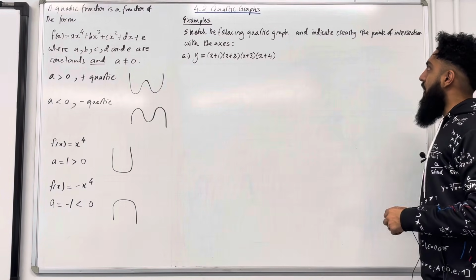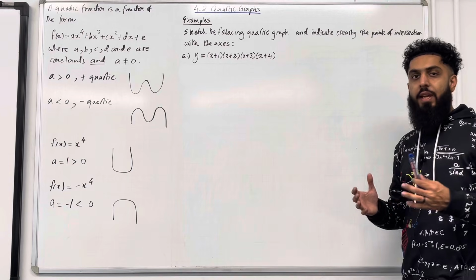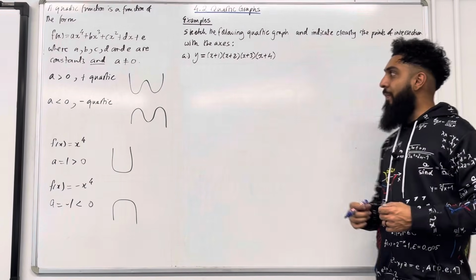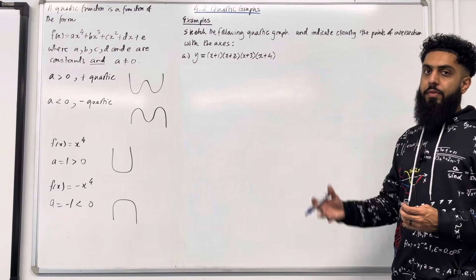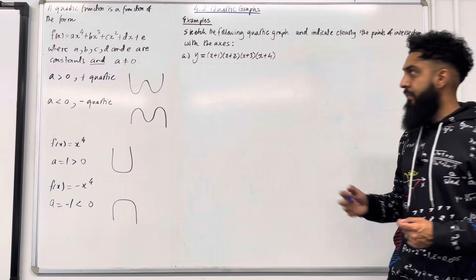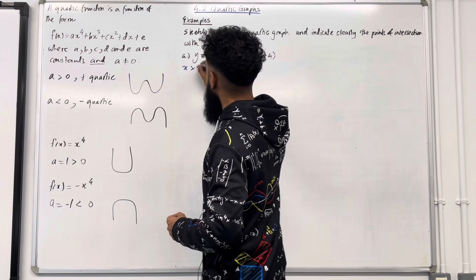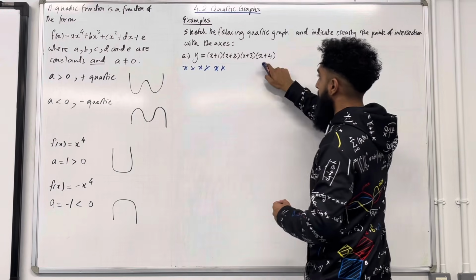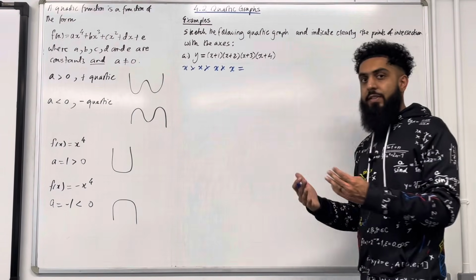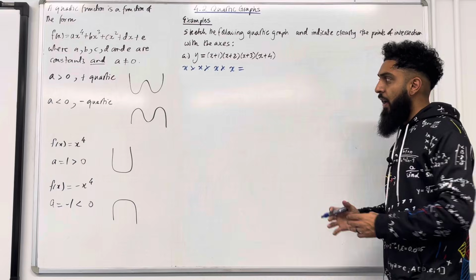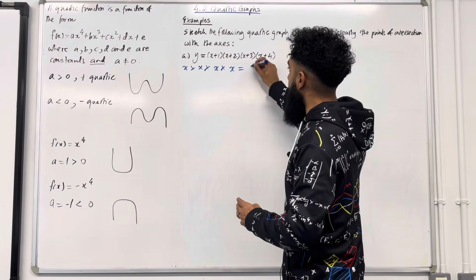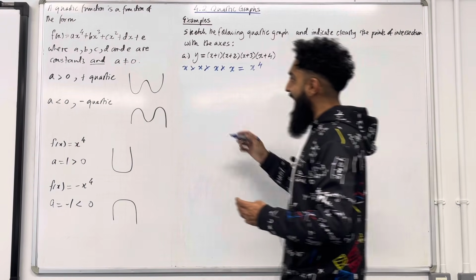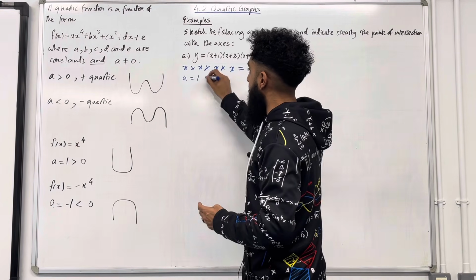Sketch the following quartic graph and indicate clearly the points of intersection with the axes. So part A, we're going to be sketching this particular graph. We're going to start off by identifying the coefficient of x to the power 4, in other words, the value of a. So I've got x multiplied by x, multiplied by another x, multiplied by this final x. Remember, ladies and gents, we are multiplying out 4 brackets. Anyways, this reduces to x to the power 4. So the coefficient of x to the power 4 is 1. In other words, a is equal to 1, which is positive.